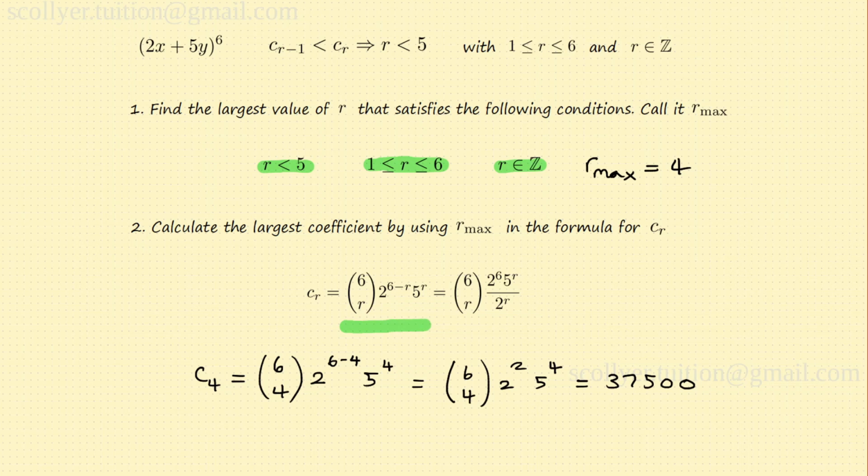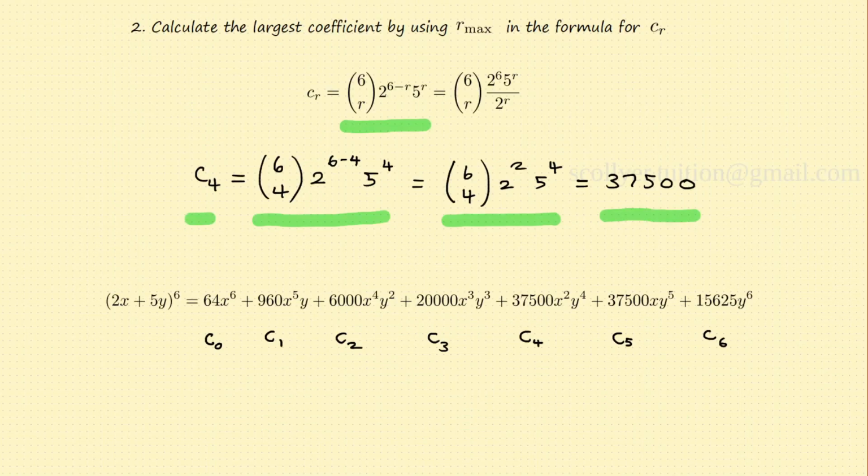So the largest coefficient is c_4, which works out to be 6 choose 4 times 2^(6-4) times 5^4, which is 6 choose 4 times 2 squared times 5^4, which a calculator shows to be 37,500. And by looking at the expansion of (2x + 5y)^6, we can see that the largest coefficient is indeed 37,500, which is c_4.